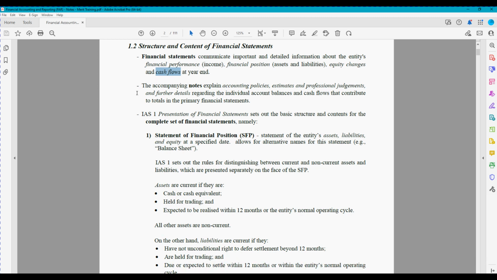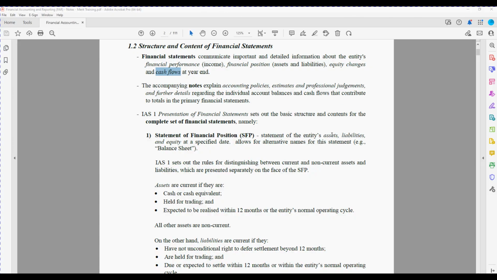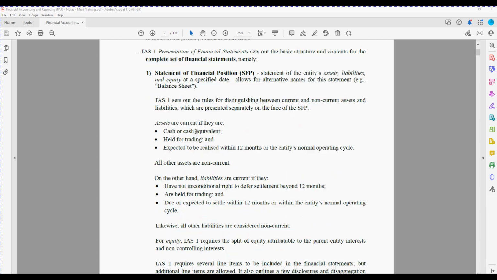But in addition to that, the second structural element is the notes. This is basically additional information that might be needed in order to explain certain things. It might be needed to explain which accounting policies have been applied, how professional judgments and estimates have been applied, and provide any further detail around specific account balances or specific cash flows that roll up at the total level to get to those statements.